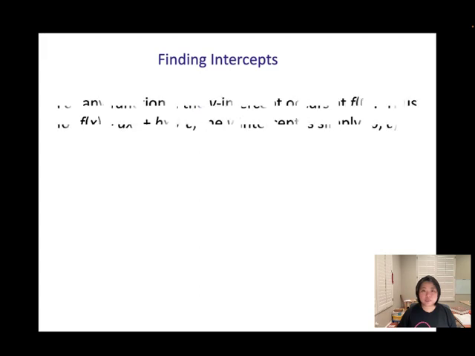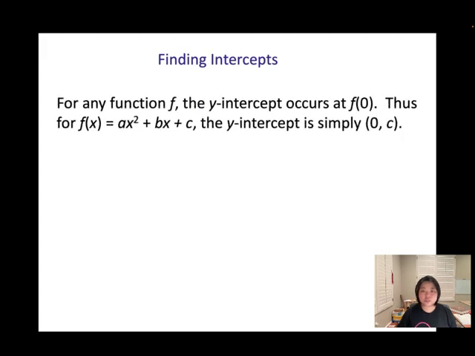Finding intercepts. For any function f, the y-intercept occurs at f of 0. Plus, for the function ax squared plus bx plus c, the y-intercept is simply 0 and c. When you want to find the y-intercept, you want to plug in x equal to 0. When x equal to 0, you plug in here and you're going to see f of 0 will be equal to c. That will be your y-intercept.